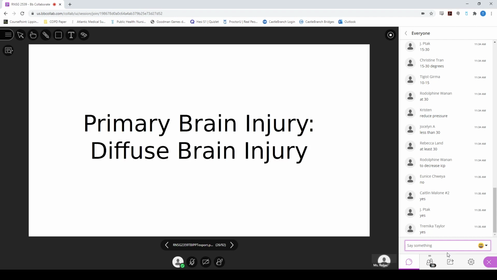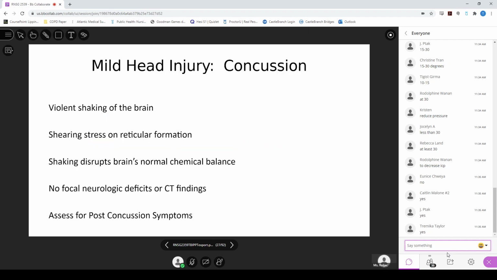Okay, so you have primary brain injury. These are diffuse injuries now. So this mild head injury is concussion. That's caused by shaking of the brain and shear stress in the reticular formation. This disrupts the brain's normal chemical balance. And this is a non-focal neurological deficit.